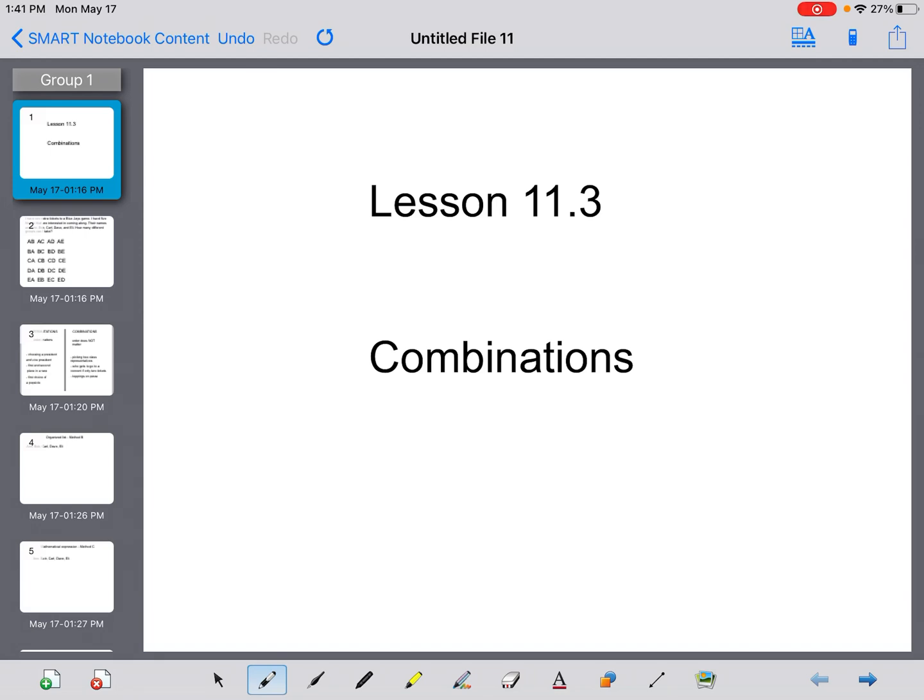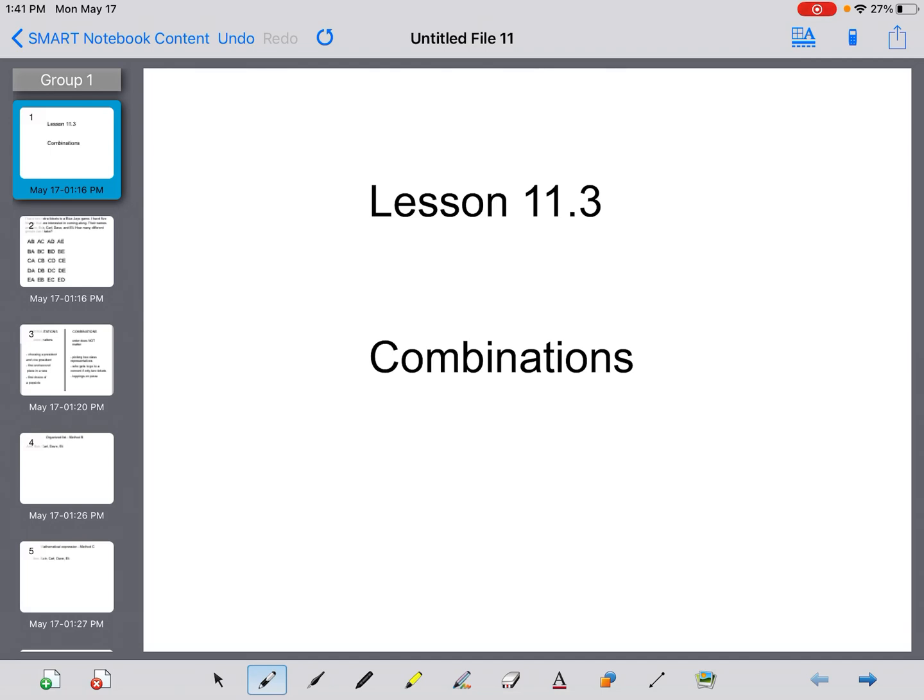So in yesterday's lesson on Monday, I used the word combination, but what I really should have used more was the word permutation. So yesterday's lesson was about permutations, which is a special type of combination. But today we're just going to learn about a combination in general.